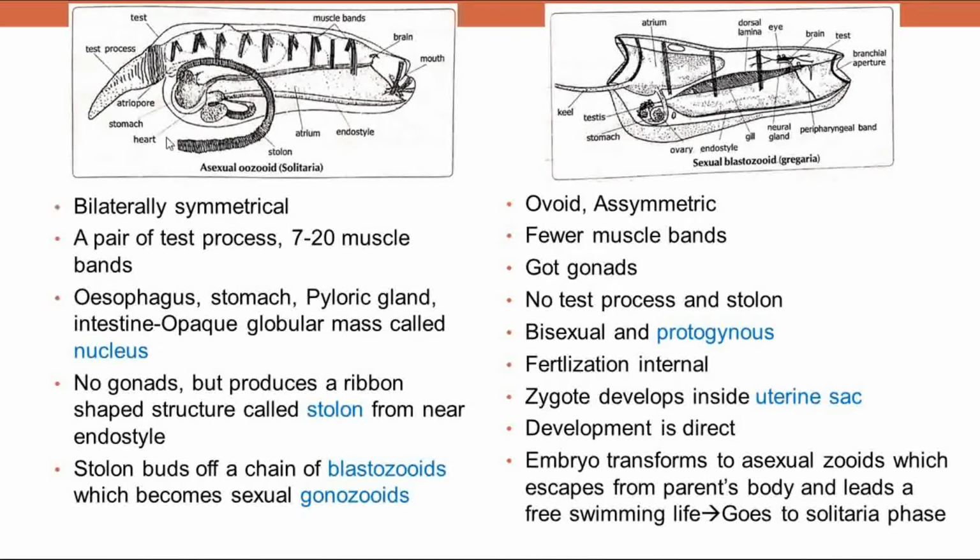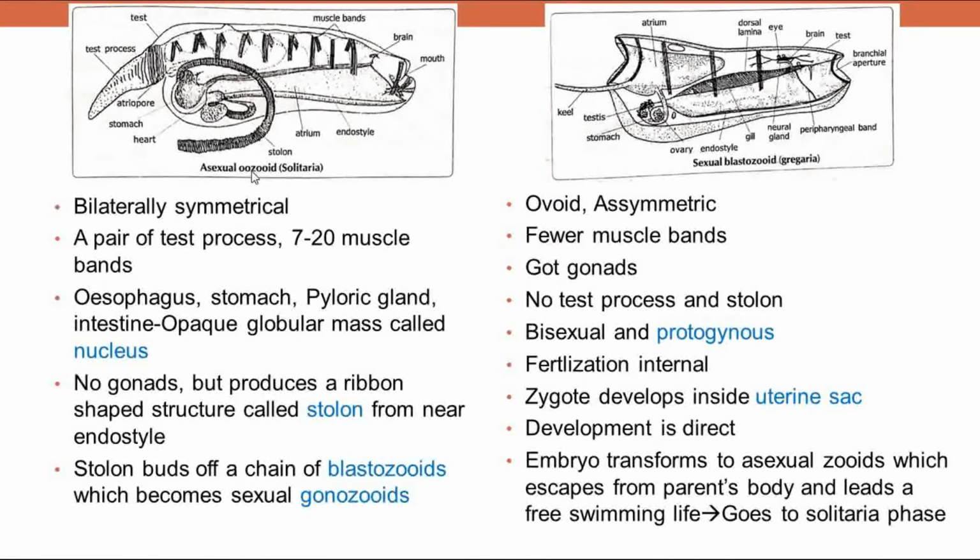Here, the asexual oozoid is bilaterally symmetrical, but this one is ovoid and asymmetric. You can see a pair of test processes, and 7 to 20 muscle bands are there. Here there are only a few muscle bands, but no test processes and no stolon. In the case of the asexual zooid, the esophagus, stomach, pyloric gland, and intestine are seen together as an opaque globular mass called a nucleus.